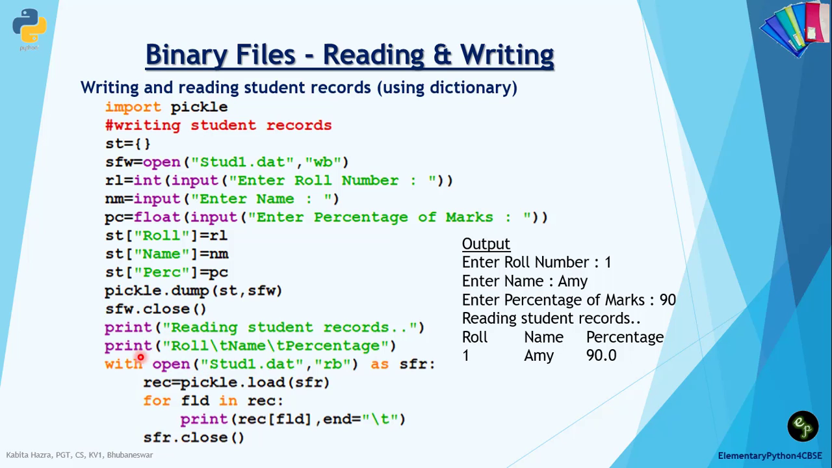Again, we have given a message that we are reading content from the file, and then we are reading it by opening the file in binary mode and using the load method to read the content from the file into a variable rec. Then we want to display the fields individually. We have displayed each field of that particular record, and finally, we are closing the file.